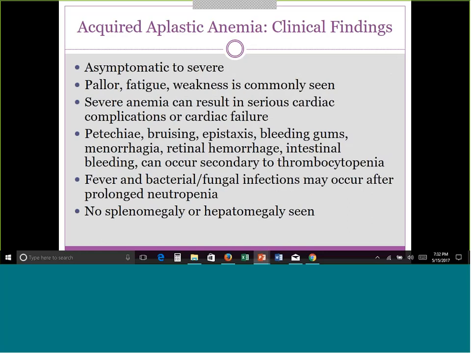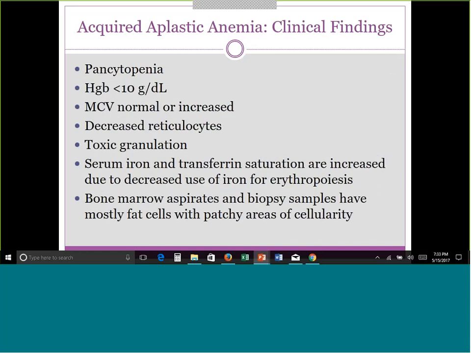All right, clinical findings. So it is an anemia, same symptoms there: pallor, fatigue, weakness. If you get low enough, you're going to see some heart problems because your heart's trying to compensate by putting out more blood. If you're low in platelets, you're going to see different bleeding signs. So petechiae, bruising, epistaxis, which is a nosebleed, bleeding gums, and so on. So you get the idea of bleeding due to low platelet counts. And again, if you are low in neutrophils, you're going to be prone to infection, so you might see a fever occur when somebody does pick up an infection.